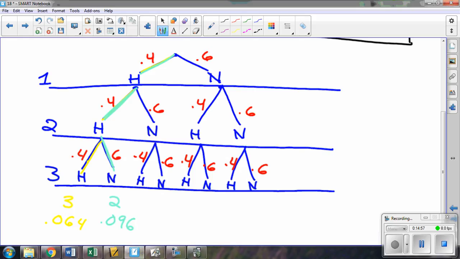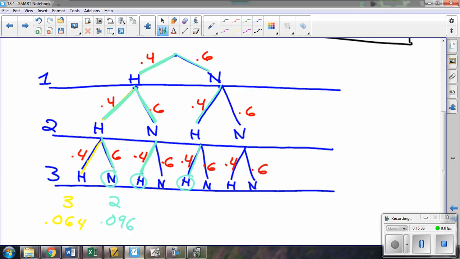Now, I would like to note, this is not the only path to getting 2 hits. There is also this path of hit, no hit, hit. That's a second path that leads to getting 2 hits. And then over here we have no hit, followed by hit, followed by hit. That is a third path that leads to getting 2 hits.